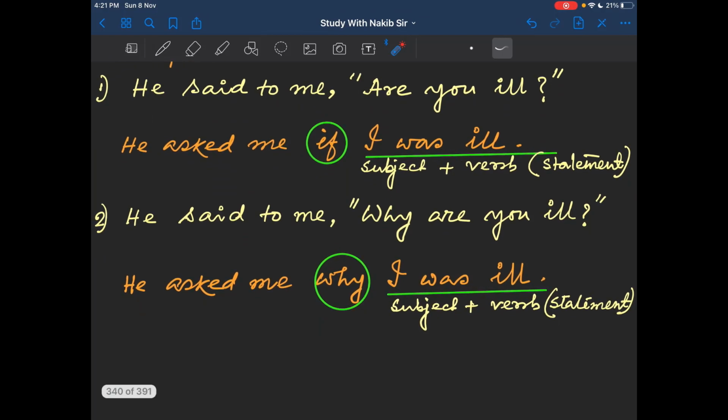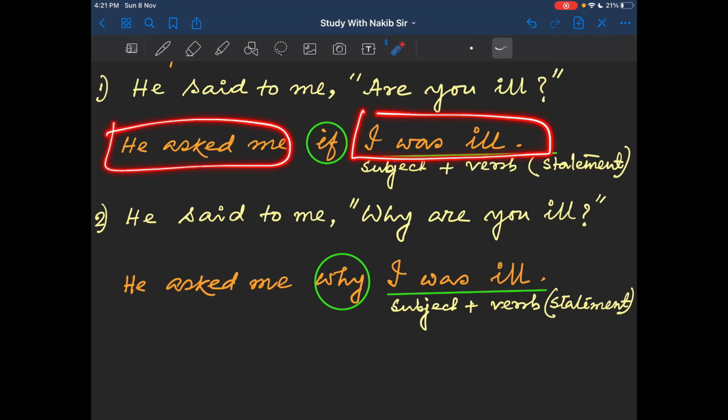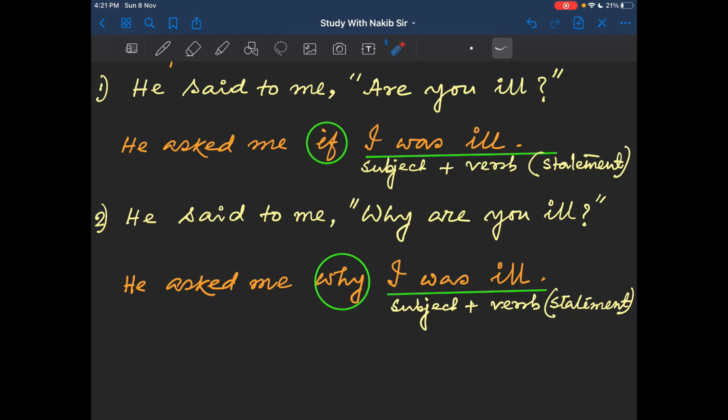Now see the second example. He said to me. The same thing, he asked me. Now go to the reported speech and see if it begins with any WH word or not. Yes, it begins with a WH word. So you cannot use if or whether here as the connective. This WH word will do the work of the connective in the indirect speech. So why is here the connective? So you have got, he asked me why, and this part is the same. This part and this part, these two parts are the same as the two parts of the first answer to the first question. Only difference is here the connective is if, and here the connective is why.